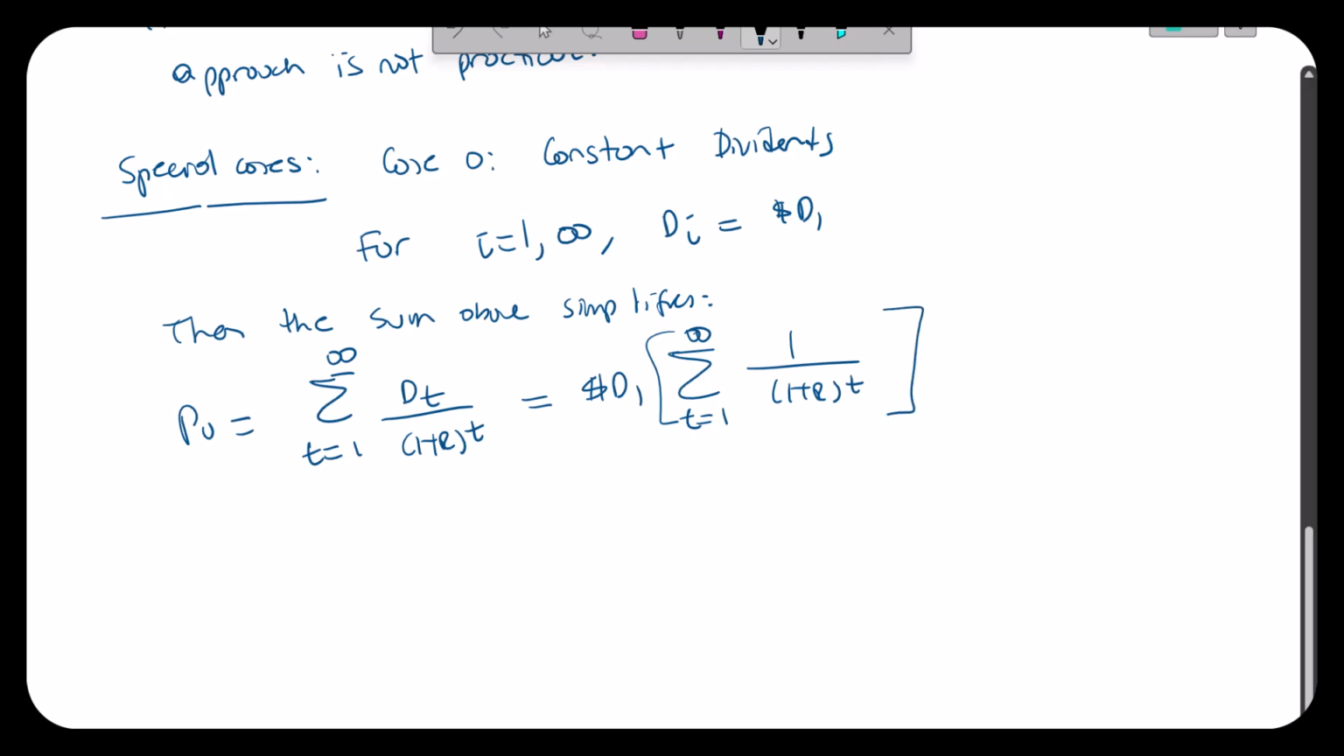Now, thankfully, that infinite summation is convergent. And this is actually equal to d1 over r.